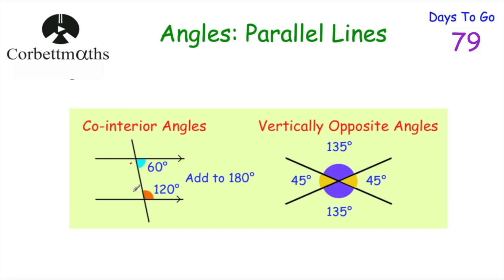And likewise, this angle and this angle will always add together to be 180 degrees. So that's what we call co-interior angles. So these two angles will always add together to be 180 degrees. If we know one, we can work out the other one.